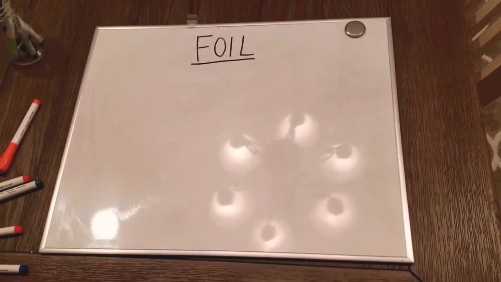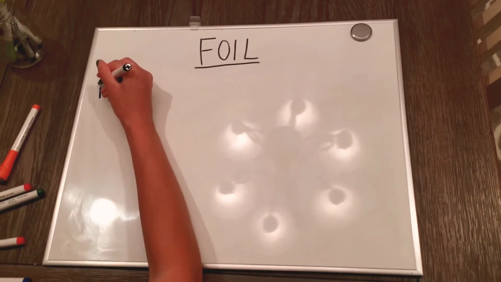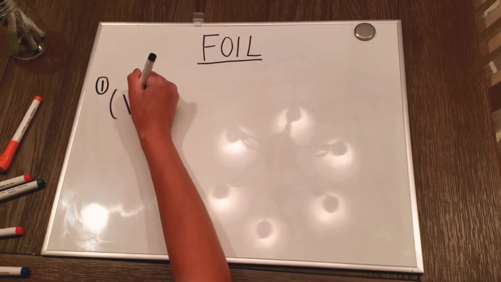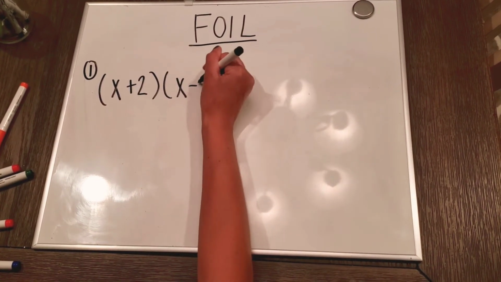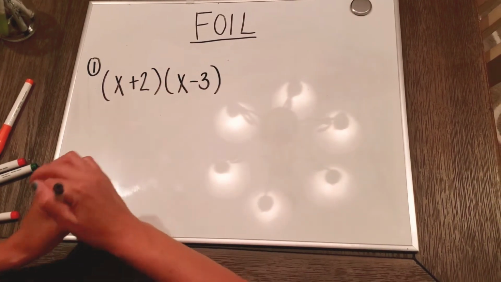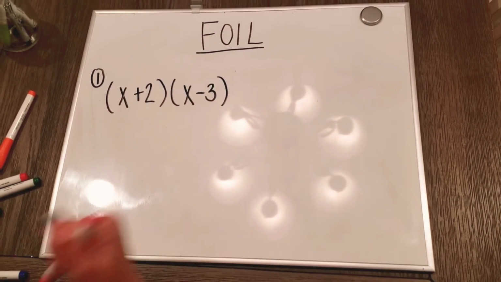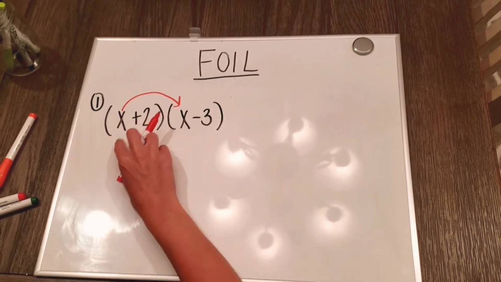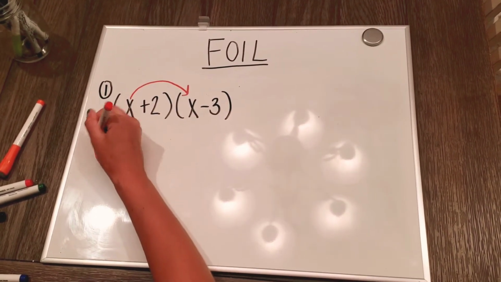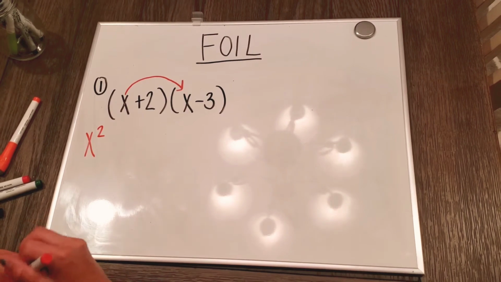Hey guys, so let's practice some more questions. The first one I want to give you is x plus 2 and x minus 3. Okay, we're going to use our FOIL method. So we're going to start with first. So x times x is x squared.